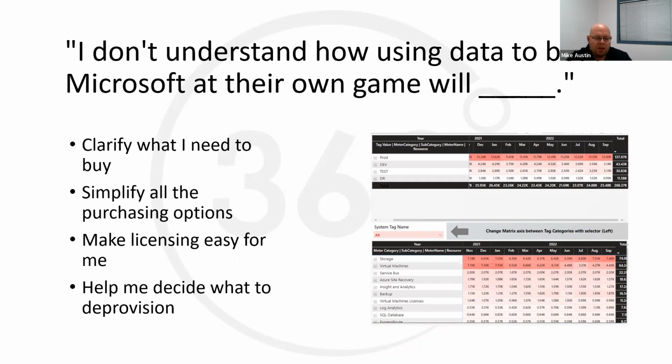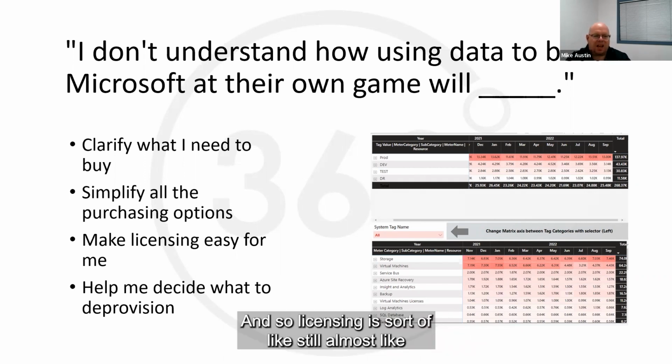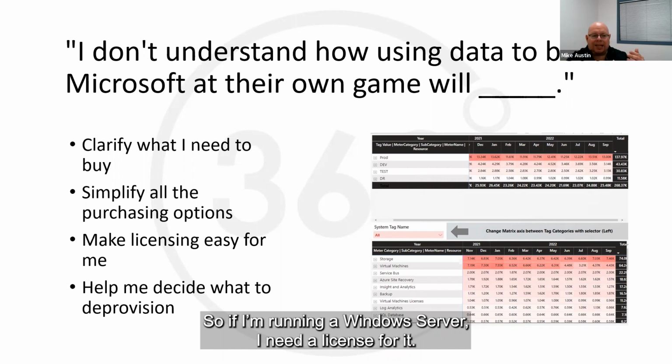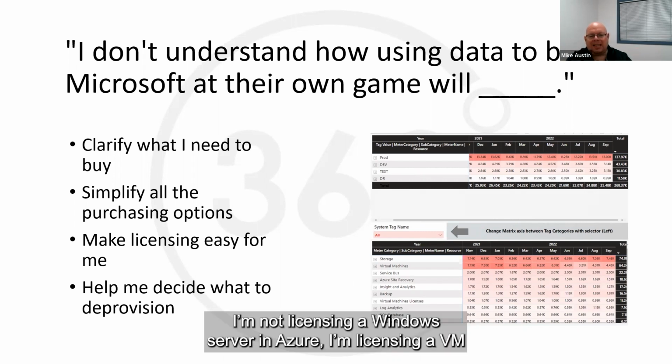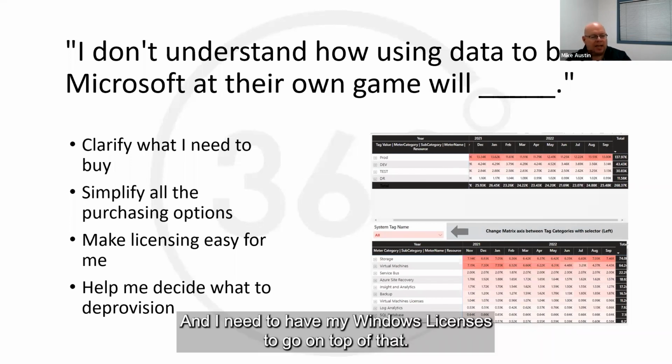So it's all about consuming resources. And so licensing is still almost like the on-premise concepts, but they have different rules, right? If I'm running a Windows server, I need a license for it. I'm not licensing a Windows server in Azure, I'm buying a VM, sorry, is a better way to put that. And I need to have my Windows licenses that go on top of that.